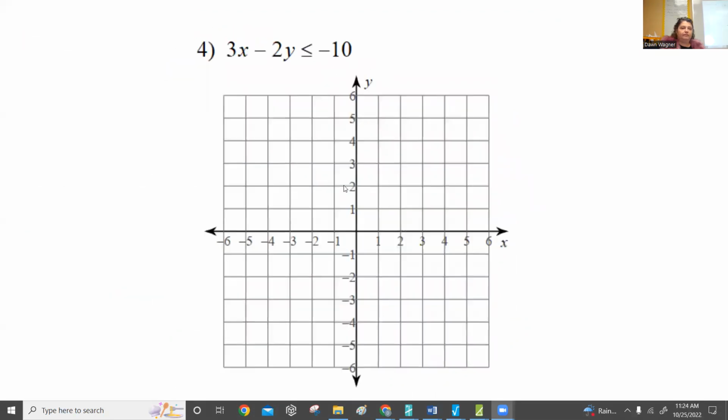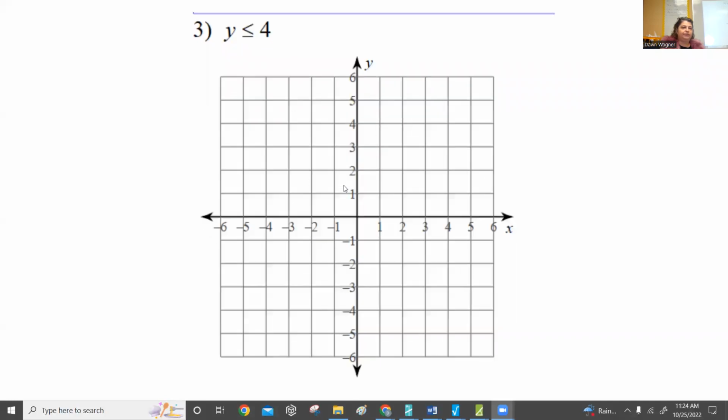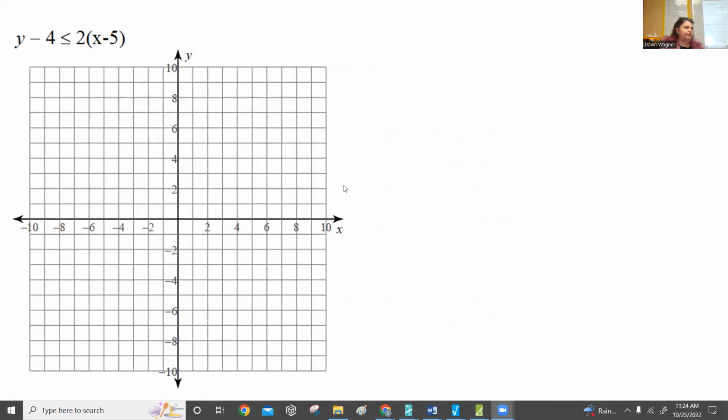They had 2 more. Do you want me to do the other 2 or just give you time to work on your own? Do you just want me to give you time to work on your own? Just don't forget point slope form, you change your signs.